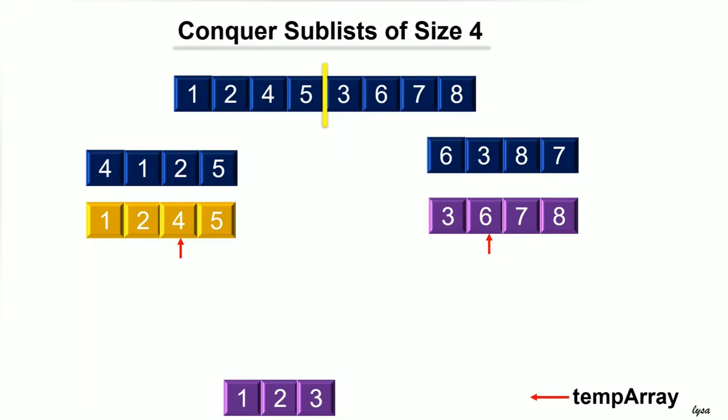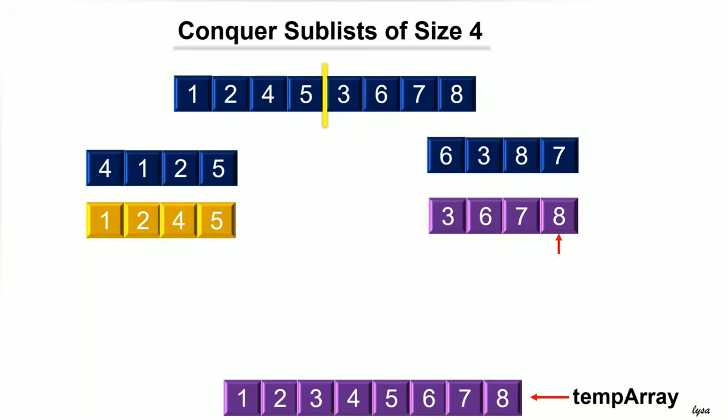4 and 6 are compared. 4 is the smaller value. And move the pointer to 5. 5 and 6 are compared. 5 is written into the temporary array. And we have now seen the entire left sublist. Now there are still 3 elements pending in the right sublist and already they are in the sorted order. So I just need to write them down as 6, 7, and 8. This is possible because both the lists are already sorted.